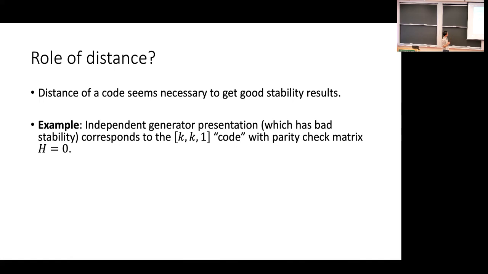And just for some intuition, let's go back to this bad presentation, which is the independent generator one. It corresponds to the trivial code where you add no redundancy. So the parity check matrix is just the zero matrix. There are no rows, so you have no relations. And the distance of this code is the worst possible. It has distance 1. Any two distinct code words differ in at least just 1 bit.